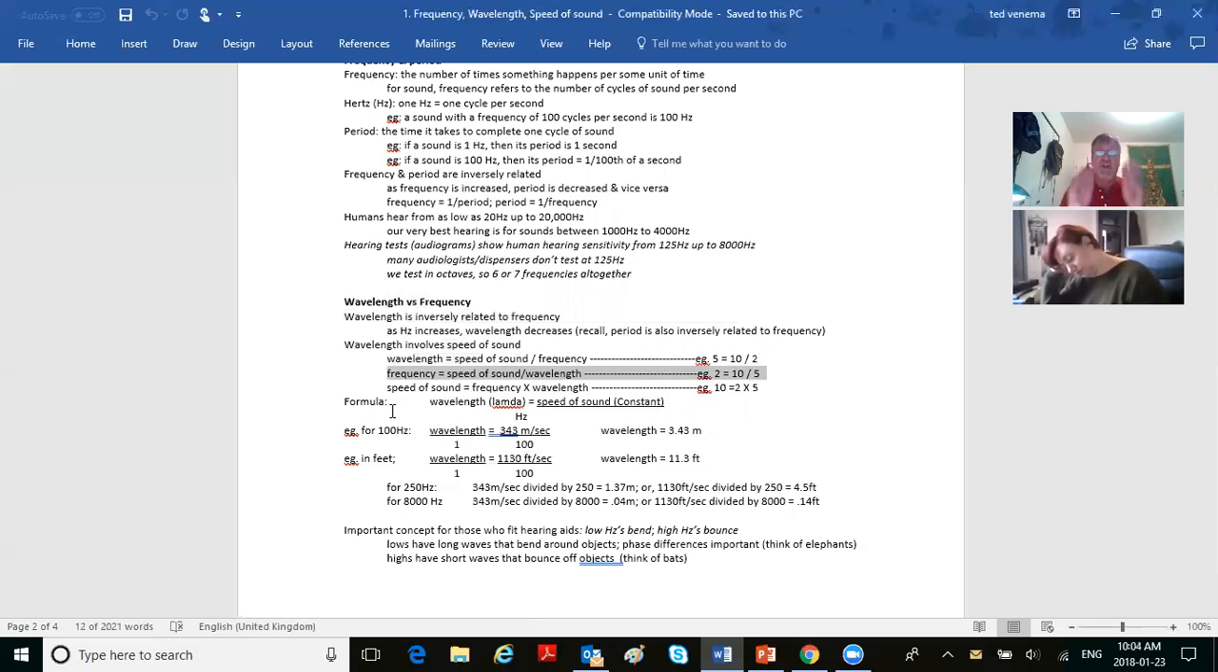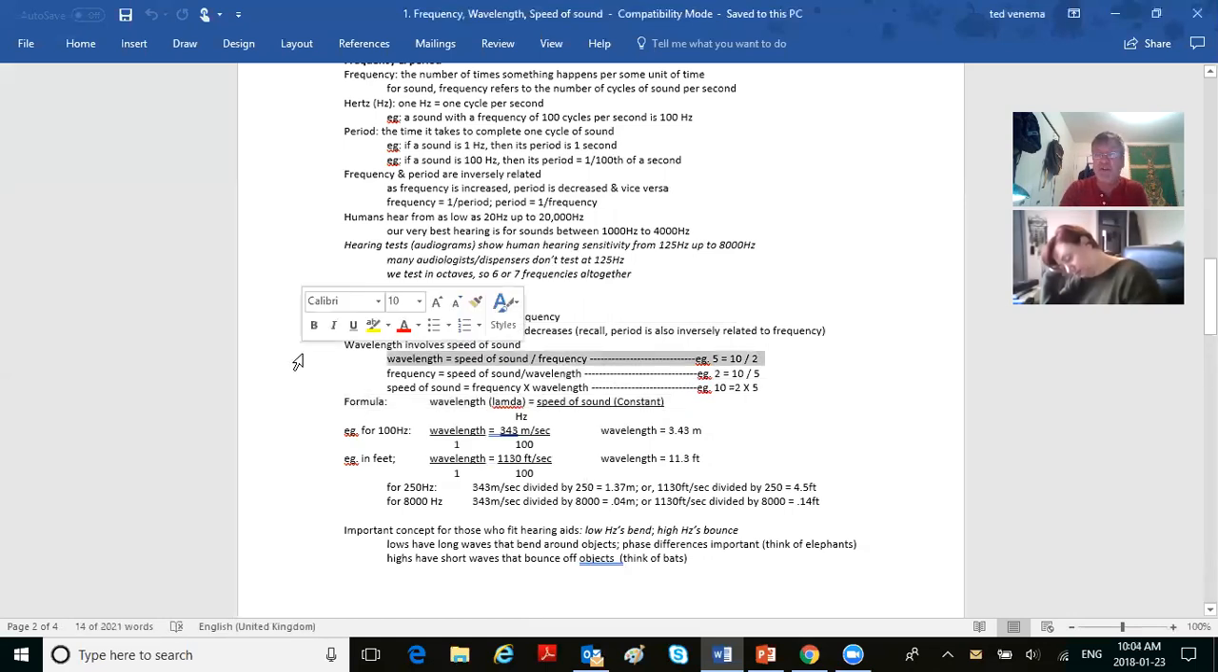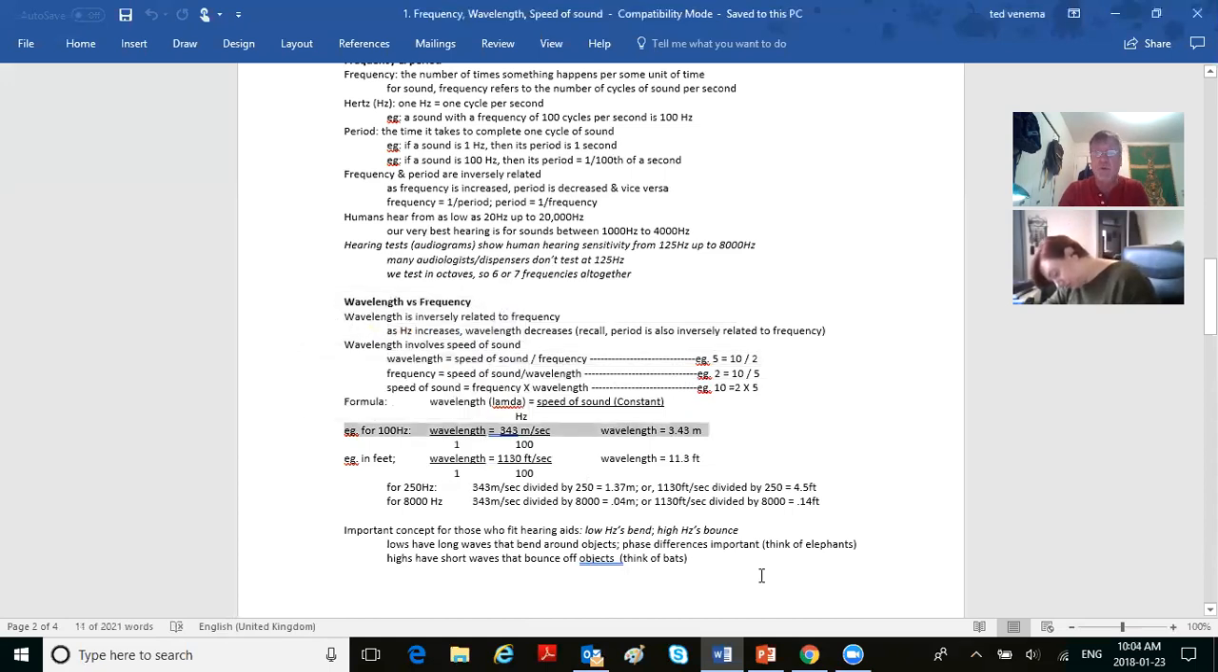So let's go for an example. Let's just look at the bottom of the page here, where it says formula. Wavelength equals speed of sound divided by frequency. So what we're doing is the very top one, because we want to know the wavelength, that's what we're trying to figure out here. Okay, so for 100 hertz, wavelength equals 340 meters per second. 343 to be exact, but 340 is good enough. 343 meters per second divided by the frequency, which is 100. What's the wavelength of 100 hertz?